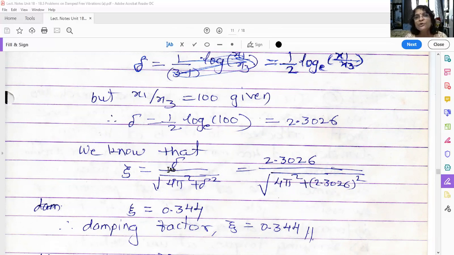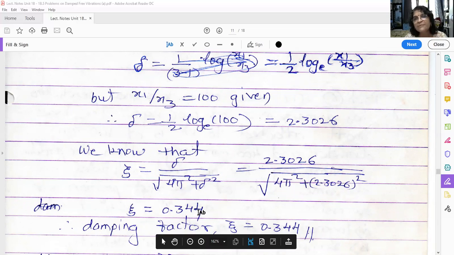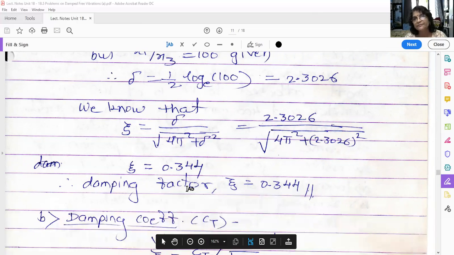Okay, so zeta is equal to delta upon square root of 4 pi square plus delta square. Delta we have just found out, so delta is known to you. 4 pi square is constant. You find out zeta. The value of zeta is 0.344, which is nothing but the damping factor.